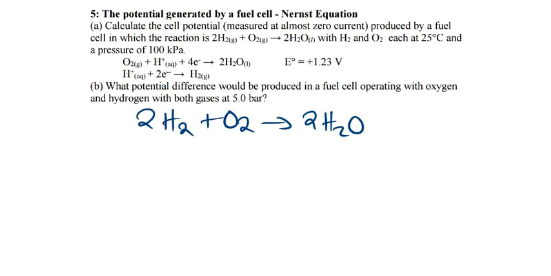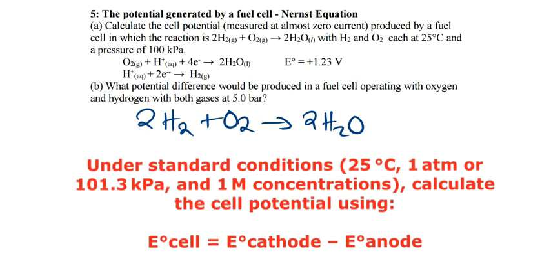Alright, so on to question 5. Here we are told to calculate the cell potential measured at almost zero current produced by a fuel cell in which the reaction is 2 H2 plus O2 giving us 2 H2O, with hydrogen and oxygen each at 25 degrees Celsius and a pressure of 100 kilopascals. So whenever you see 25 degrees Celsius, just know these are standard conditions. So our calculations are going to be simple and straightforward. Just calculate the standard cell potential based on the given data.